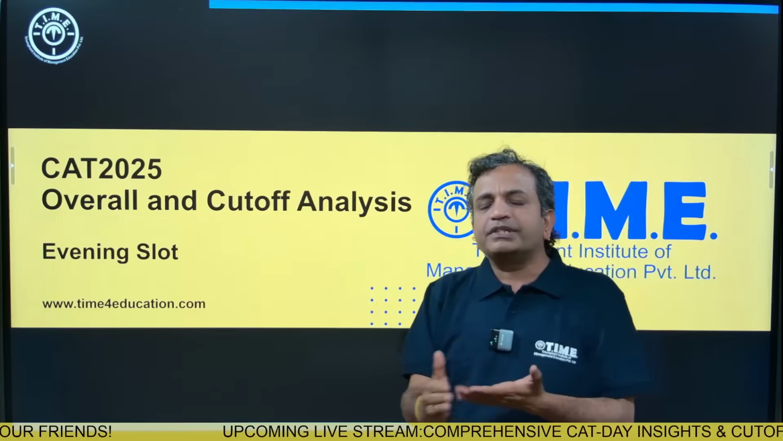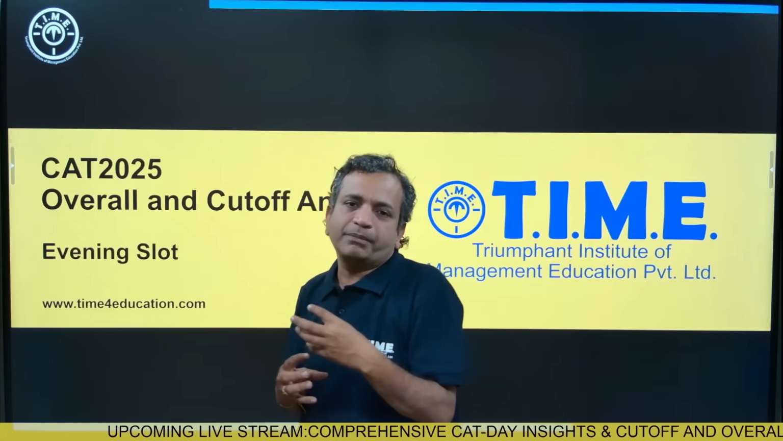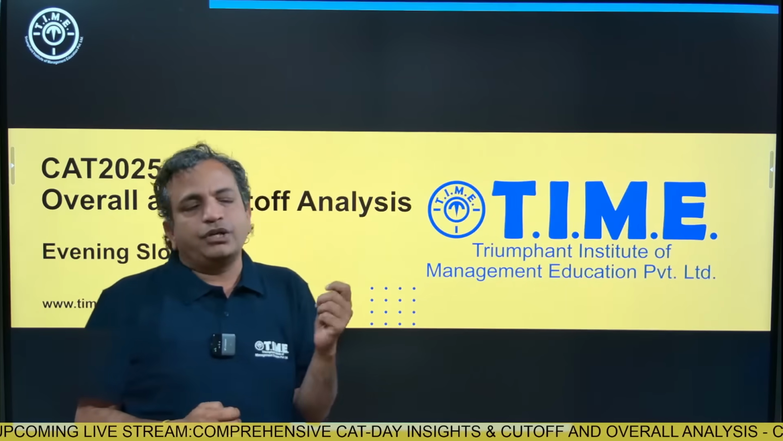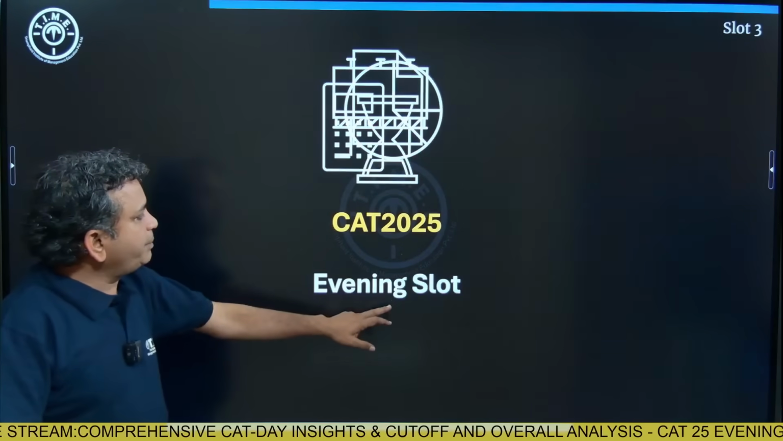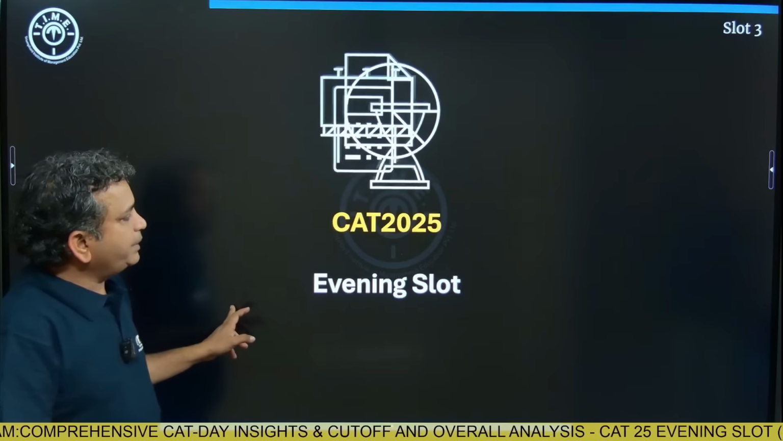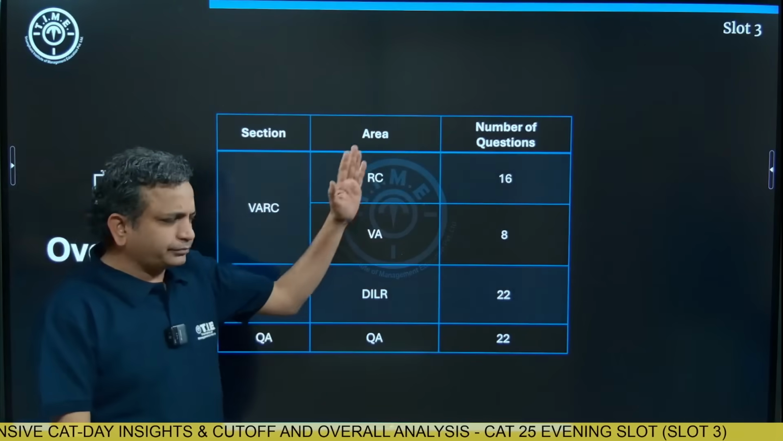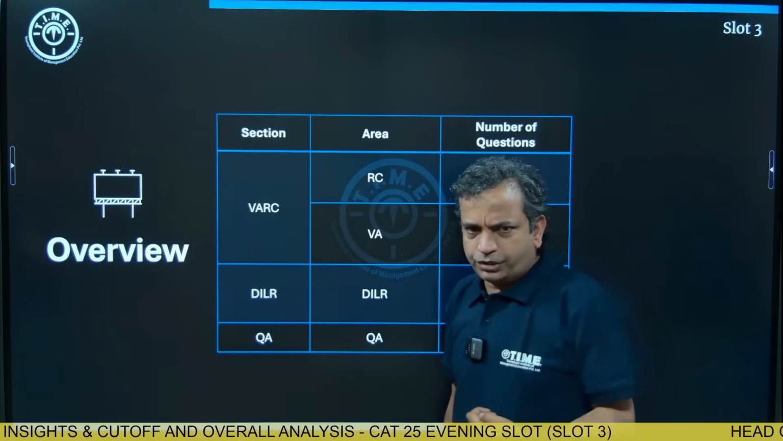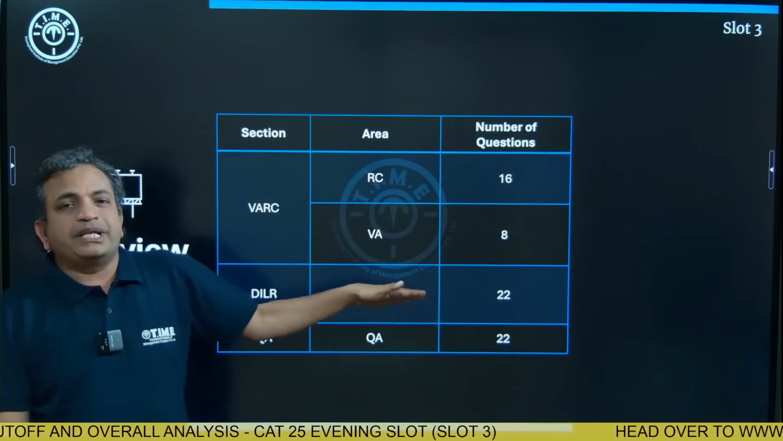While we will do a lot of discussion detail about the third slot, we will also do a comparative summary across all the three slots, across all the sections of every slot. All right. So now let's jump in and look at what has happened in the evening slot. Now, in the evening slot, we have, again, all of you know that we have the same structure, right? So this is just information, plain and simple information.